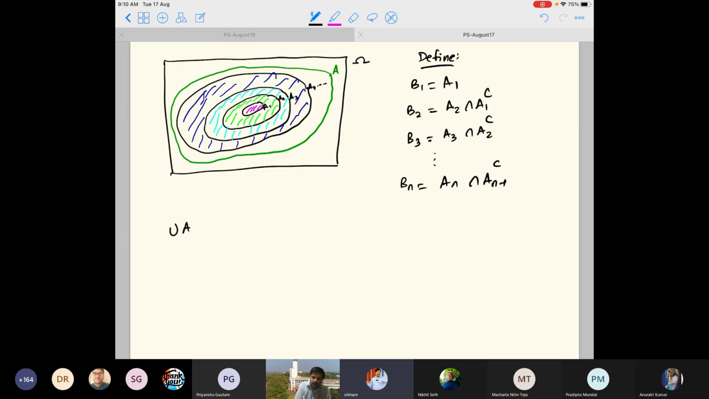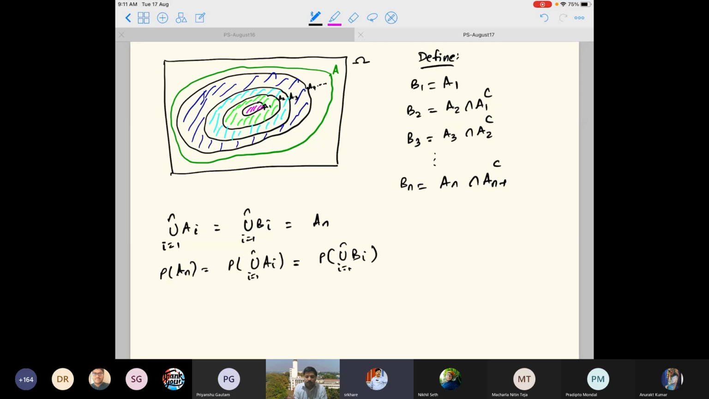Now what I know is that the union of Ai, i from 1 to n, is the same as the union of Bi, i from 1 to n. And moreover, this is equal to An. Is that right? Now this is clear. Then what is the probability of An? The probability of An is the probability of the union of Bi, i from 1 to n, which is equal to the sum of probabilities. Now we can write the probability of Bi in terms of the probability of Ai minus the probability of Ai minus 1, and then they will cancel. So this is what you have.